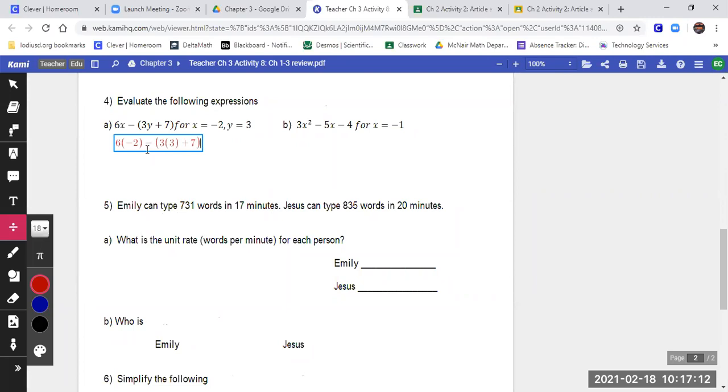Okay, everybody okay with that? And then we've got to go do the math. According to PEMDAS, according to our order of operations, what piece of this do I have to do first?